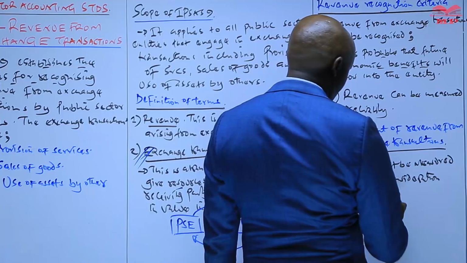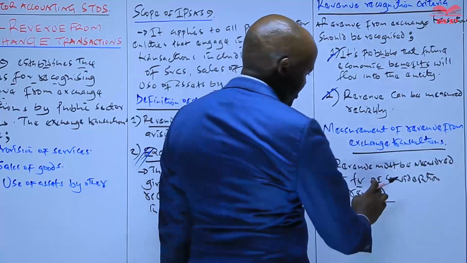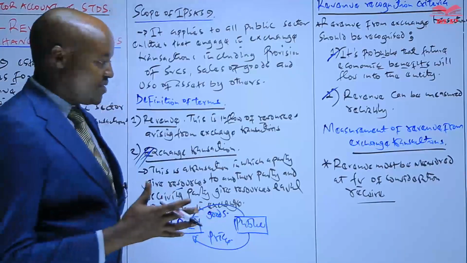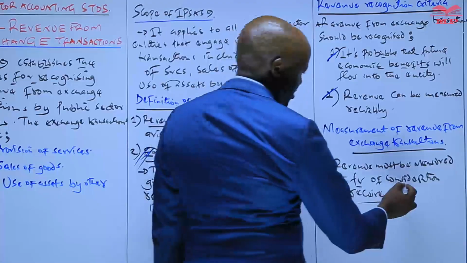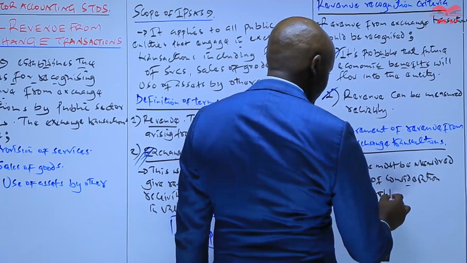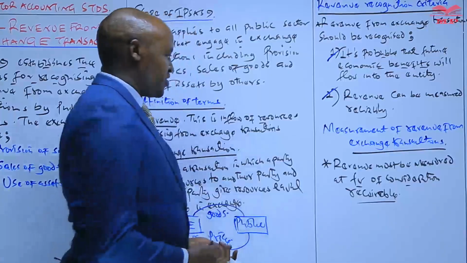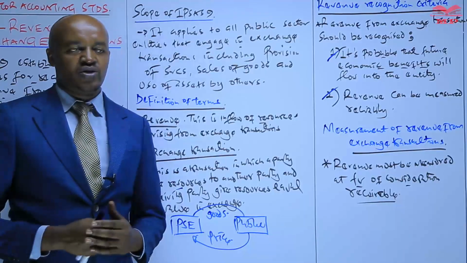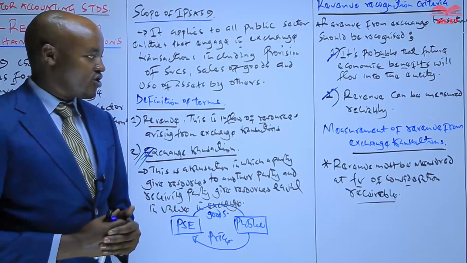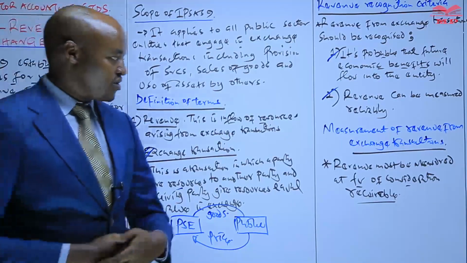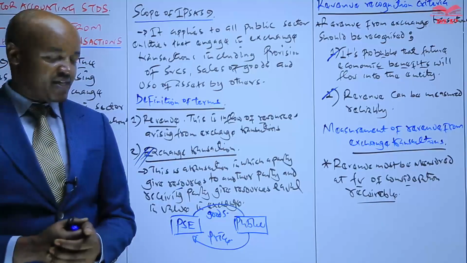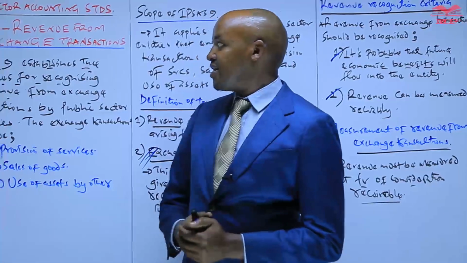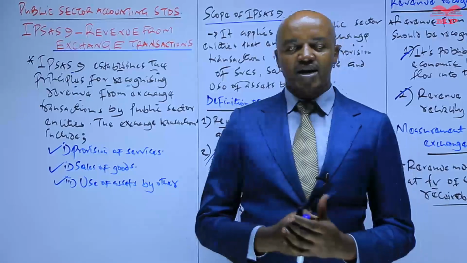So as a result of a public sector entity providing some services to the members of the public, or selling some goods, how much consideration is to be received, or how much consideration is receivable? That is the amount at which that revenue from the exchange transaction must be recognized in the books of account and also the financial statements of the public sector entity. So these are basically some of the provisions of this standard, that is IPSAS number 9.